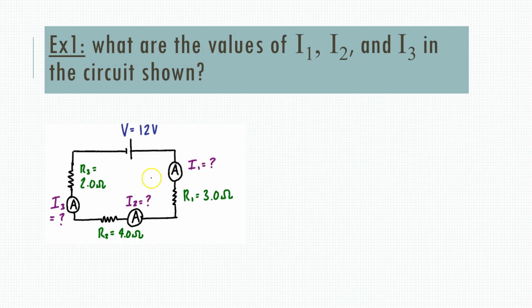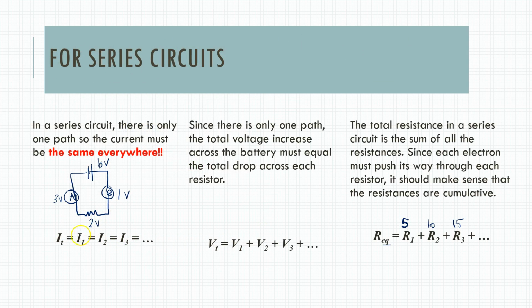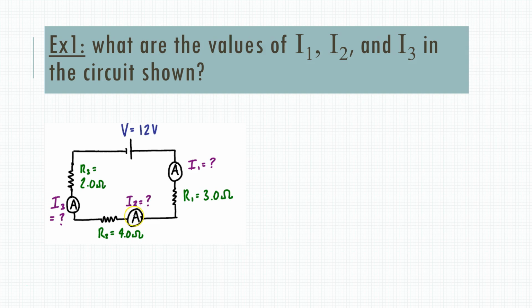Now, let's apply this to an example of a circuit. For the circuit shown, it's asking us to find the values of I1, I2, and I3. So how would we figure out the current at each of these places? This is the type of thing that you're going to be doing for your practice for this. Well, first of all, we have to use what we know about series circuits, which is this. I know that if I can find the current at any one place, it's going to be the same throughout.